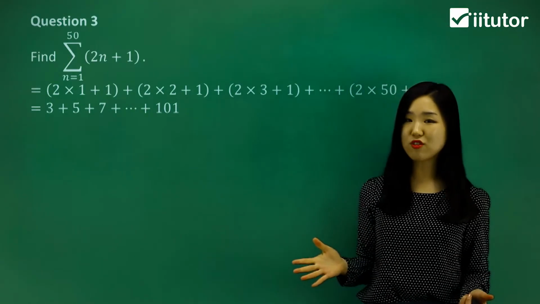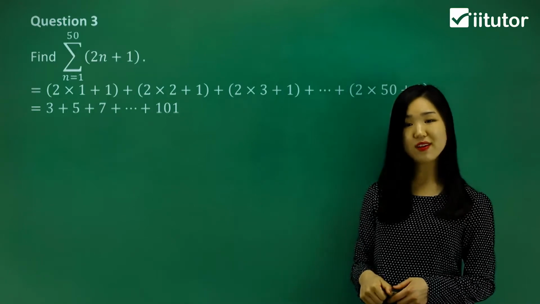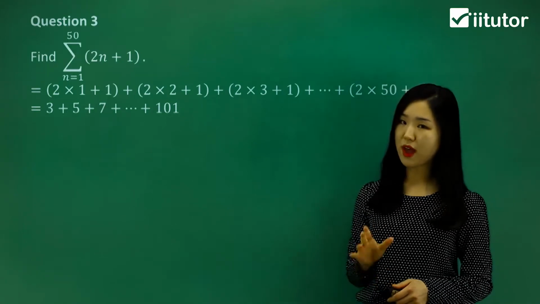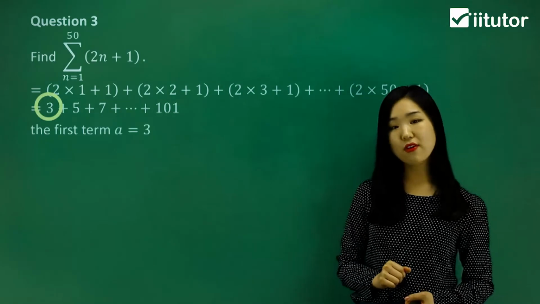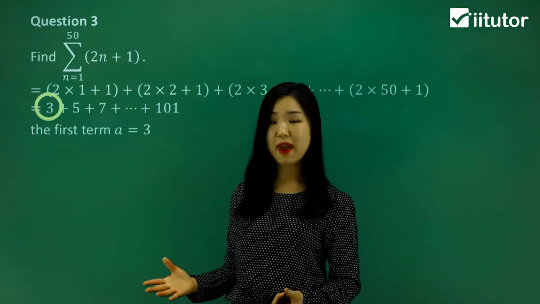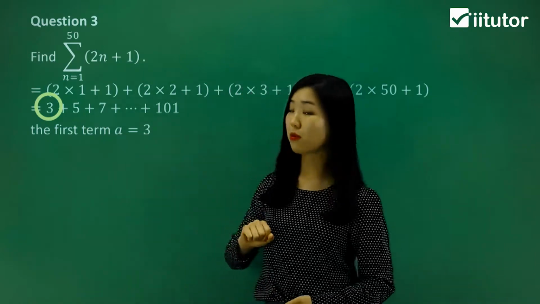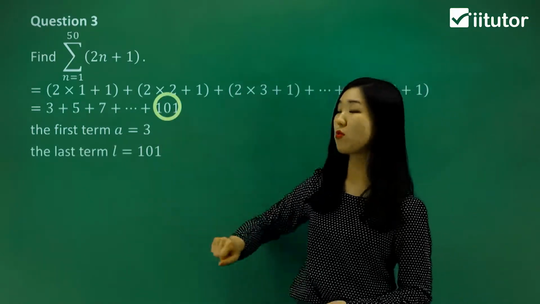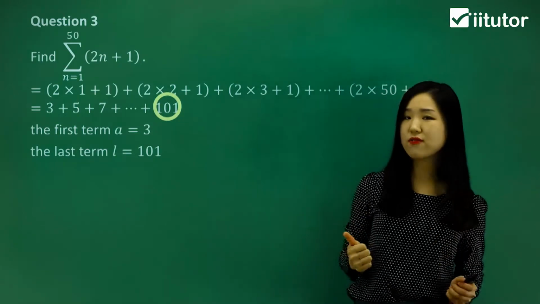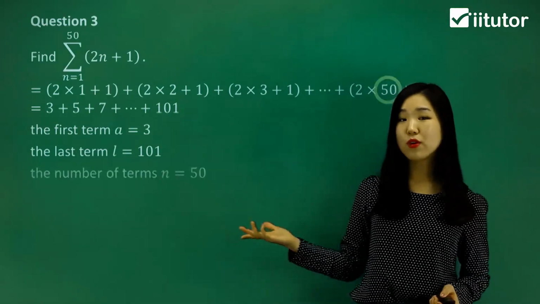So why don't we now just use our arithmetic series formula? Because we want to find the sum, don't we? So we have to use that sum formula. Now, in this case, guys, we know what the first term is. Remember how we call the first term A? So the first term A is going to be 3. Now, in this one, I know what the last term is. The last term is 101, isn't it? So if we know the first term, if we know the last term, we'll use our formula.